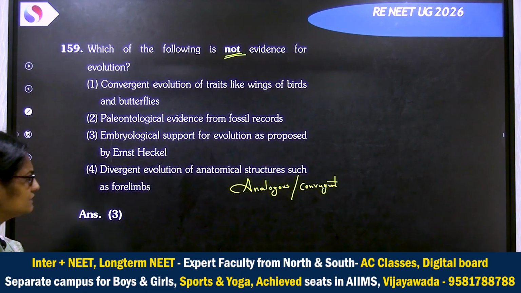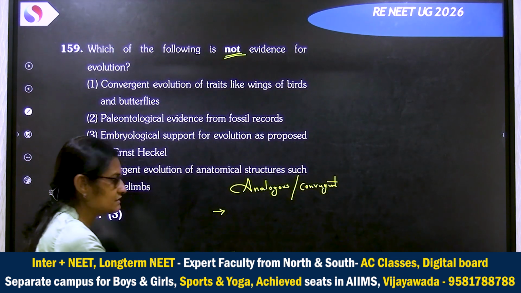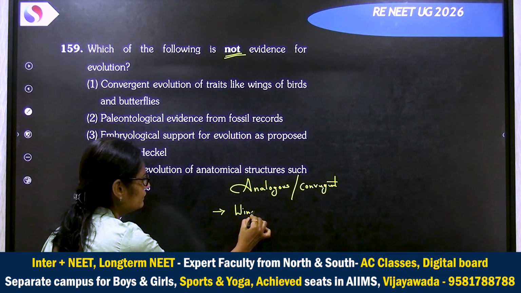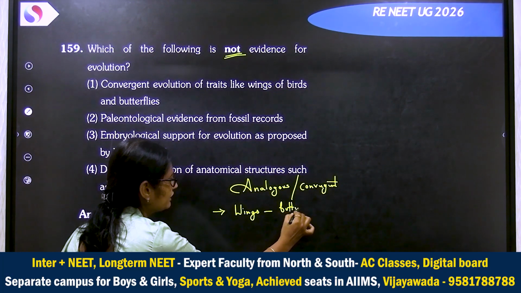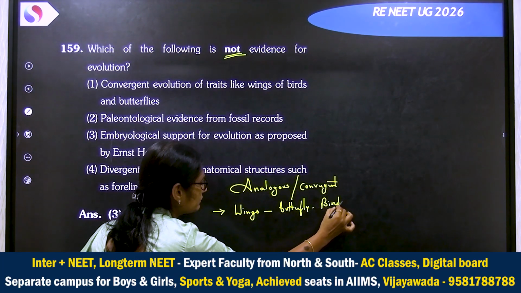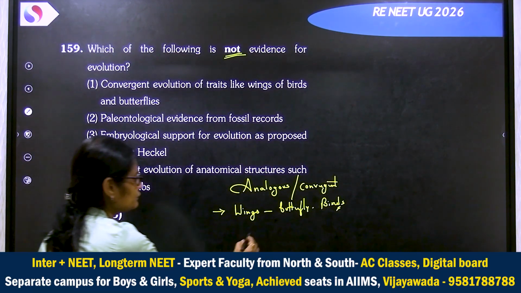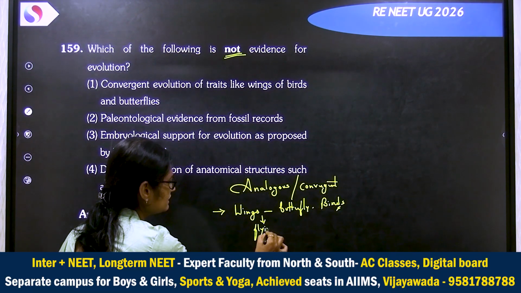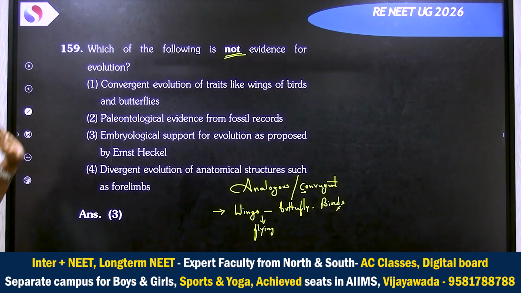You would have read their examples. Even though the internal structure is different, the function is the same. One of the first examples in your NCERT is the wings of butterflies as well as birds. Butterfly comes under phylum Arthropoda. Birds come under Vertebrata, class Aves, two different categories. Even though the anatomical structure of the wings is different, both do the same function, flying. It is the proof for convergent evolution. The first option is correct.